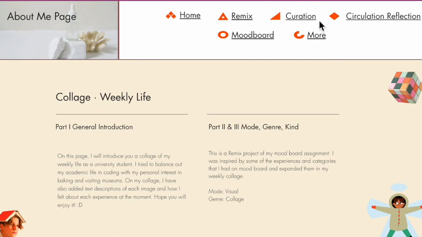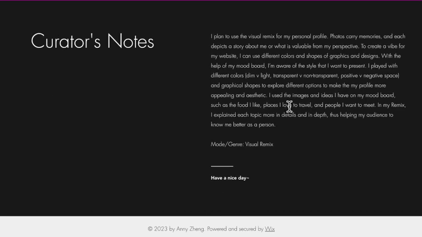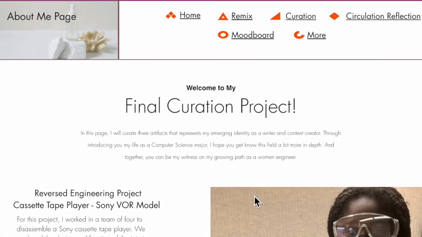How will my readers see the evidence of writing moves in my digital portfolio? If you click into one of those hyperlinks and scroll down to the bottom, you will see curator's notes. Usually what I did in this section is explain the design techniques I use for this specific project, and the specific materials I've chosen, why they're important to me or to this project, and what sort of message they tell about me as a person or as an engineering student.